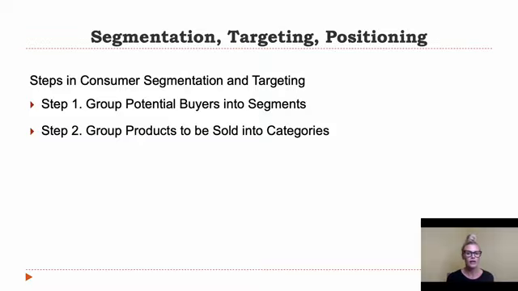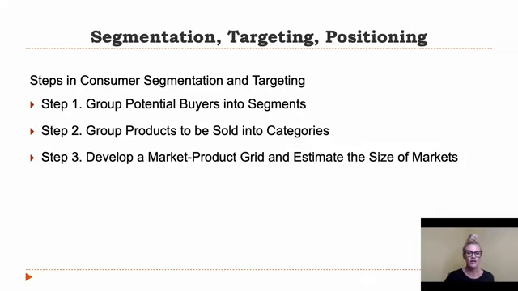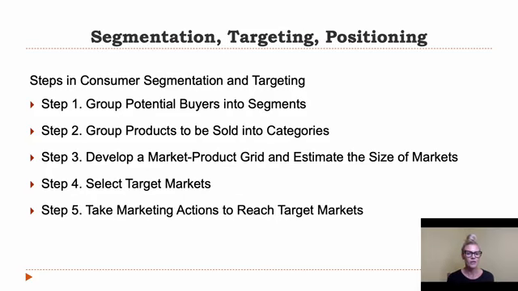Then we group products to be sold into categories. Then we develop a product market grid and estimate the size of the market potential. We select our target markets, take marketing actions, and reach our target market. So those are the 5 steps of the STP strategy.